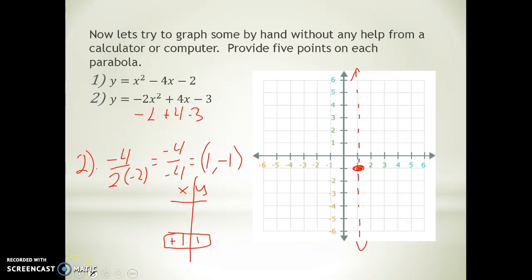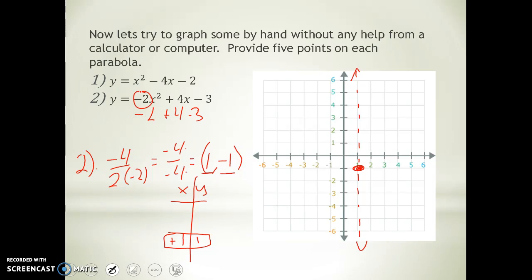So hopefully you were able to do that. And let me just go through some of the work that I did here. I did negative b, which is negative 4, over 2 times a, which is negative 2. Well, that ends up being negative 4 over negative 4, which is positive 1. So that means my axis of symmetry is at positive 1 here. And then if I plug in positive 1, I get negative 1 back out. So that's my vertex. I also know this parabola opens down because the a value is a negative 2.